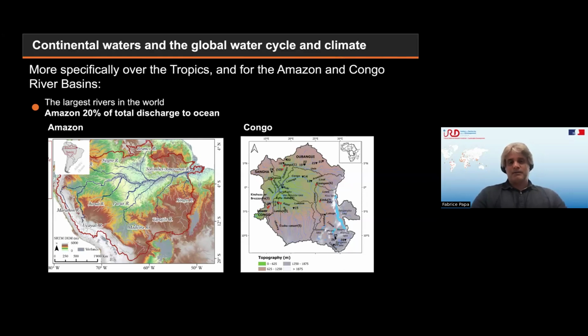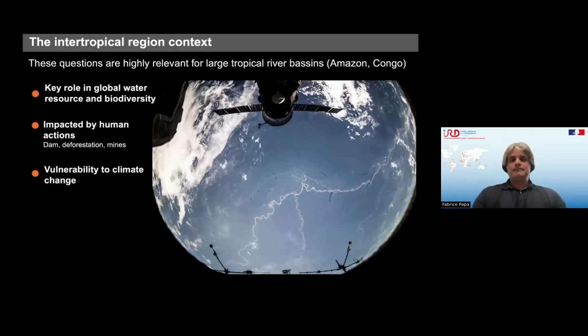The Amazon is about 6 point something million square kilometers, while the Congo is a little bit smaller, about 4 million square kilometers. So these two basins are really relevant on the local scale, but also globally, since they play a key role in both water resources and biodiversity. They are also impacted, but differently, by human actions. That's why they are important to study jointly.